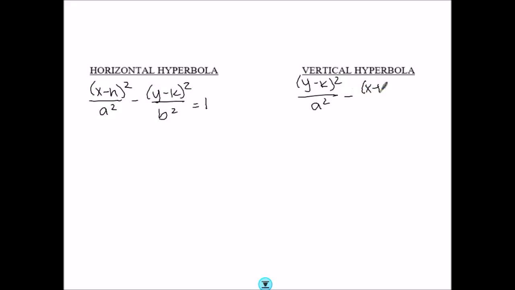First, let's review. The equation of a horizontal hyperbola is (x minus h) squared over a squared minus (y minus k) squared over b squared equals 1. The equation of a vertical hyperbola is (y minus k) squared over a squared minus (x minus h) squared over b squared equals 1.